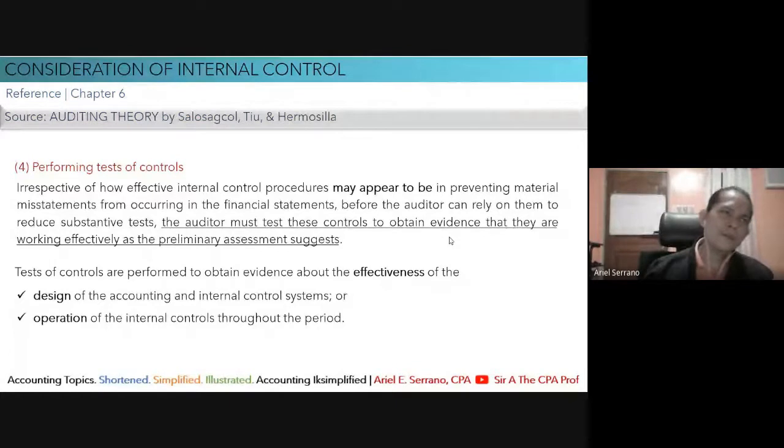Because sometimes, when we test controls, we identify that there are deficiencies in the design. Not only are there control weaknesses, not only are the controls not operating effectively. Sometimes we may encounter that the controls are not designed to capture material misstatements for FS purposes, for audit purposes. So, we will also assess the effectiveness of the design. Okay? So, two things are affected by the test of controls, design and operating effectiveness.